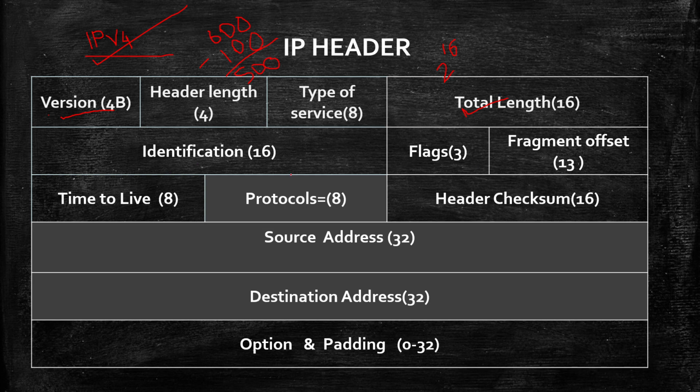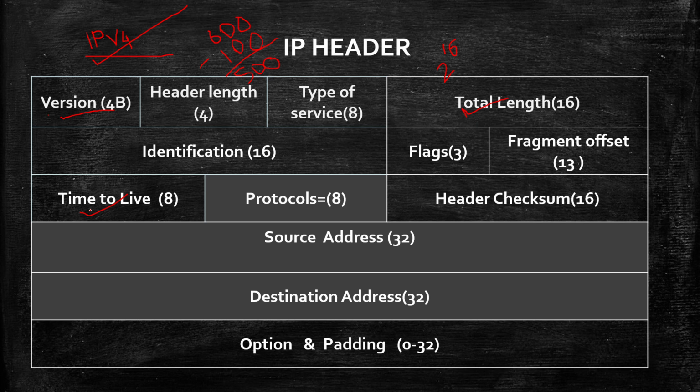Then identification, flags, and fragment offset. It is part of fragmentation. For example, you want to send data to the receiver, but there is too much data. There is a limitation required, so you have to send this data in small parts. I will explain this in the next video because this is the biggest part and it consumes a lot of time.